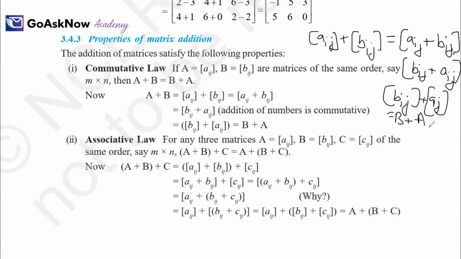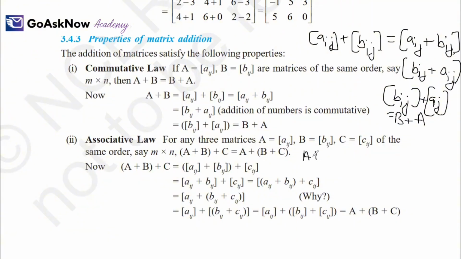Second point is associative law. If you have three matrices, A is Aij, B is Bij, and C is Cij, of the same order, say M cross N is the order of each matrix. Then A plus B plus C should be equal to A plus bracket of B plus C. So this is the associative law. If you have studied associative law previously in the set chapter, you must know the exact meaning of that. Here the commutative property of addition is also used.